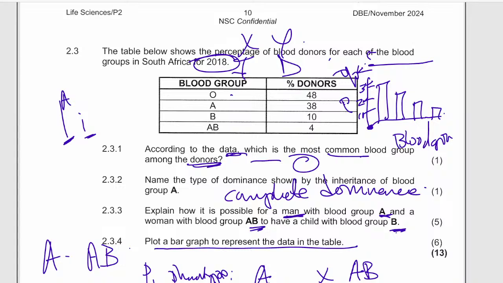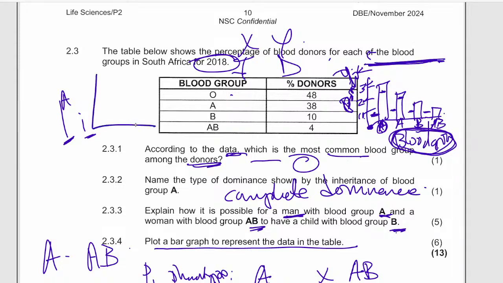This you are supposed to have equal spaces, you understand? Equal bars. This one must be indicated, and then this you say A, this is B, and this is AB. Then you say blood group. Here you're supposed to say donor, then you put in percentage. Donors in percentage. You put the caption here.